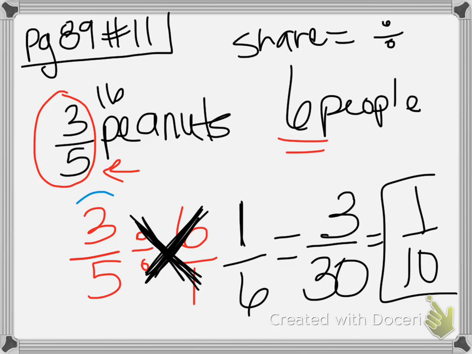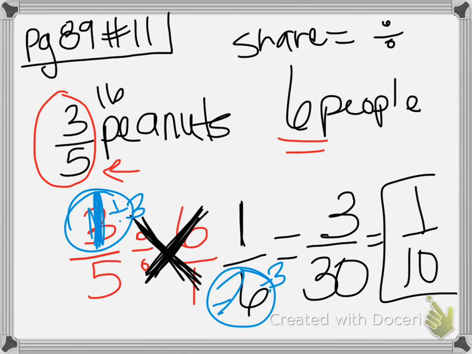I do want to point out that this can be reduced inside my problem. I can simplify the 3 into the 6 and the 3, which will give me a 1 and a 2. And do you notice I'm going to get 1/10? It's easier to reduce before I multiply, especially when I get the bigger problems.